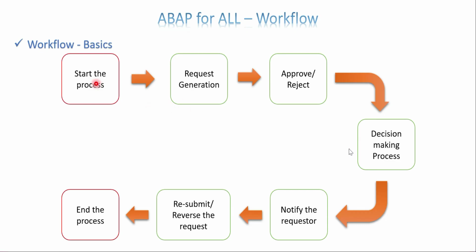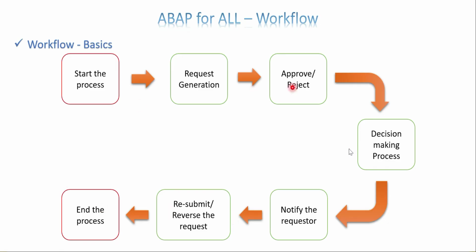You start the workflow, like start the process, and the request is generated. What kind of request depends on the business requirement, and it needs to be approved or rejected by the concerned person. In the decision making step, he can say, okay, depending on the scenario, I'm approving it or I'm rejecting it. Then the notification needs to reach the requester with the decision on the request. And the initiator says, okay, I'm going to resubmit with some changes, or I'm fine, I'm going to reverse my workflow, and then the process ends.